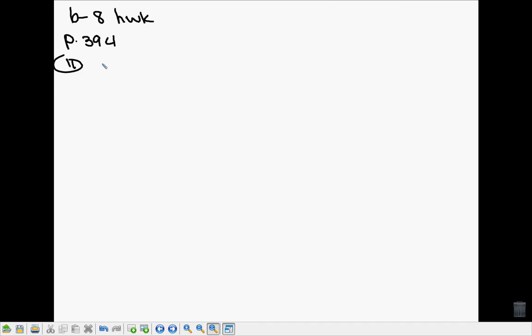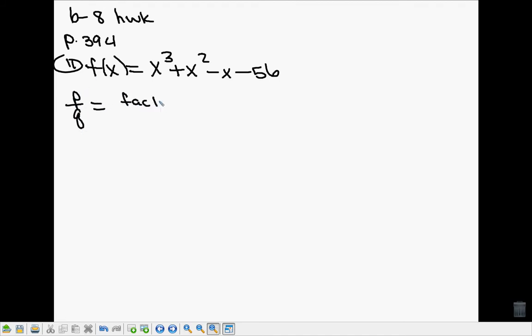So what you need to do is obviously write the original problem down. So f of x is equal to x cubed plus x squared minus x minus 56. So what we talked about in class is all the possible answers is P over Q, which is factors of the constant over factors of the leading coefficient.